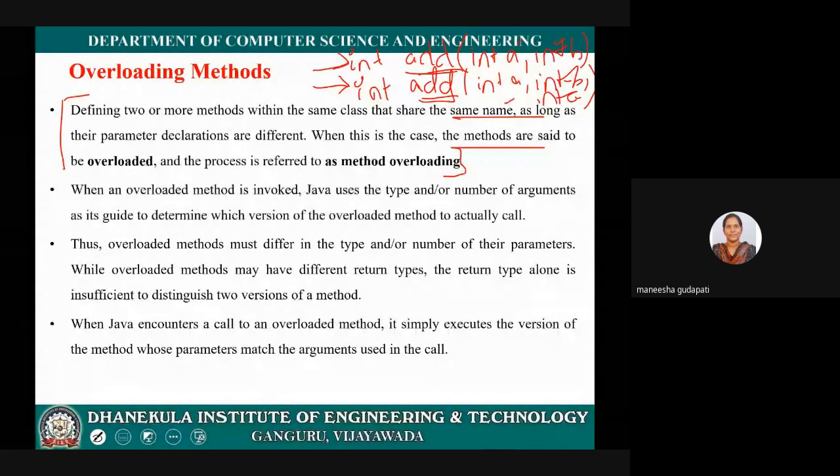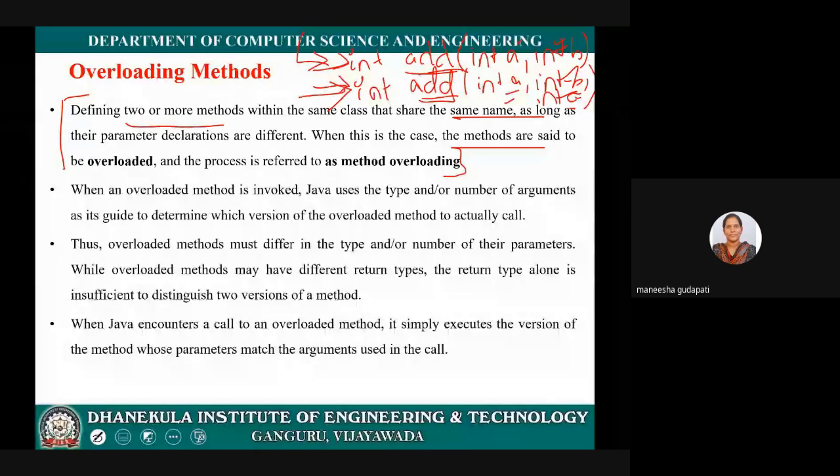Based on the function call, your compiler will go and check the parameter list. What is the type of parameter list? And based on the parameter list, your compiler is going to call the respective function. Suppose I call the function with 3 parameters, that means 10, 20, 30, then this particular function will be called. Suppose I call the function with only 2 variables like 5, 6, then this respective function will be called.